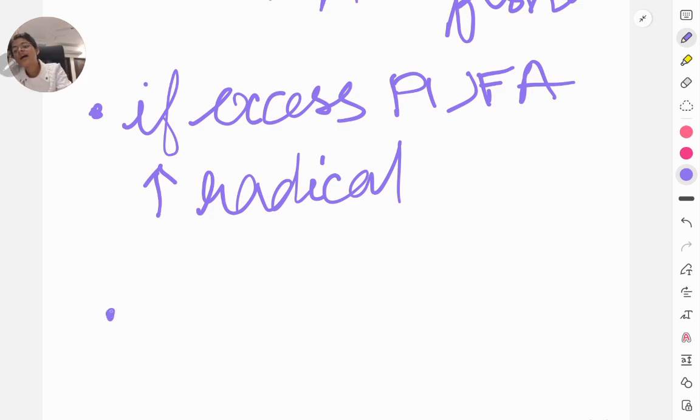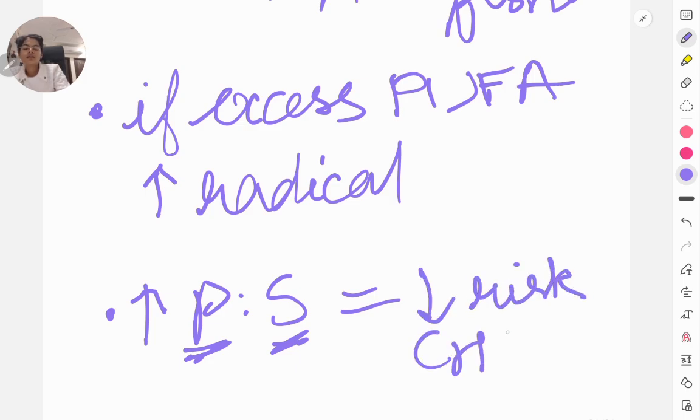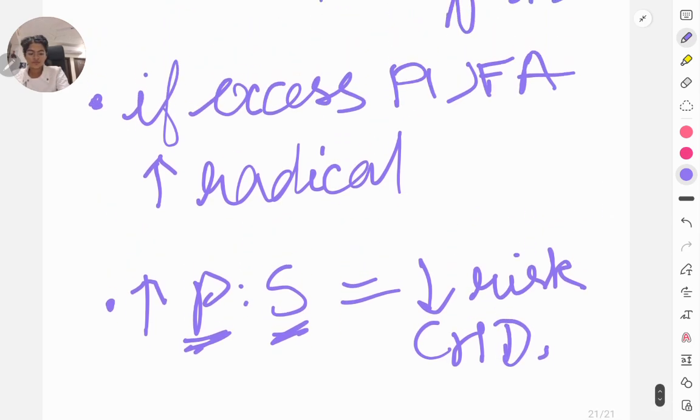What if there is a high ratio of P, polyunsaturated fatty acid, to S, saturated? Then it would be decreasing the risk of coronary heart diseases, it would decrease the risk of coronary heart disease.